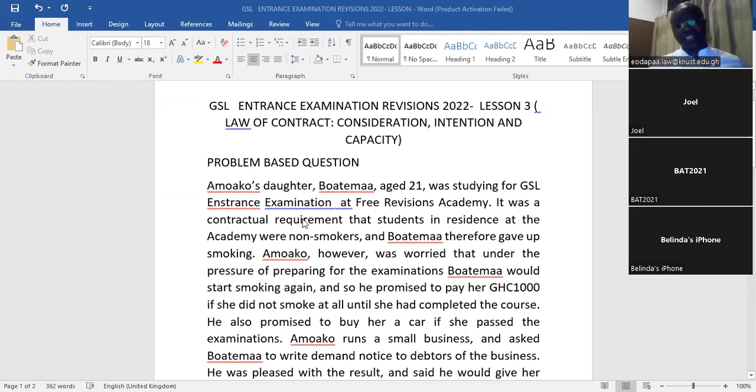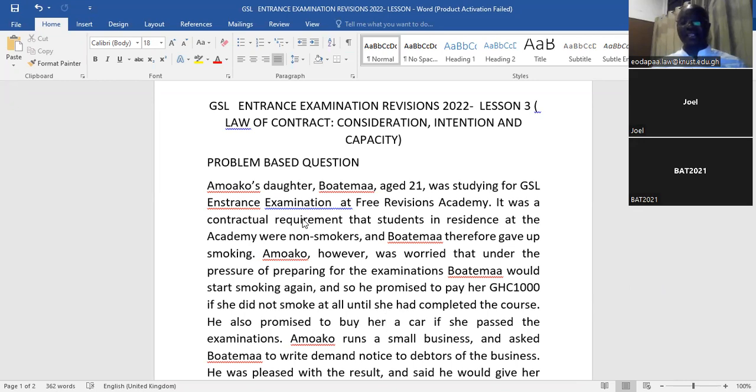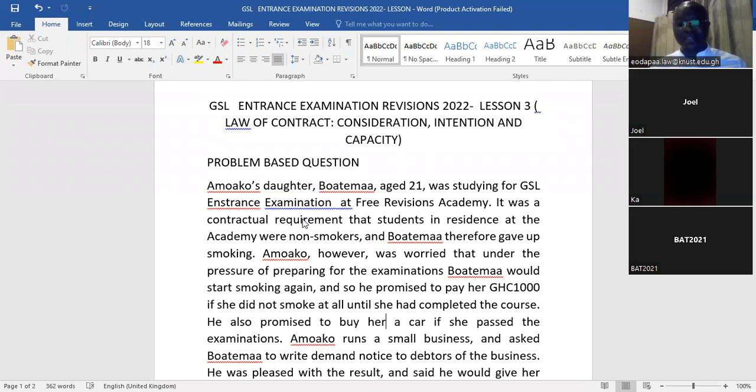Daughter, let's say she's Boatemaa, age 21, was studying for GSL, or Ghana School of Law Entrance Examination, at Free Revisions Academy. It was a contractual requirement that students in residence at the academy were non-smokers. And Boatemaa, therefore, gave up smoking. Amoako, however, was worried that under the pressure of preparing for the examinations, Boatemaa will start smoking again. And so he promised to pay her 1,000 Ghana cedis if she did not smoke at all until she had completed the course. He also promised to buy her a car if she passed the examination.